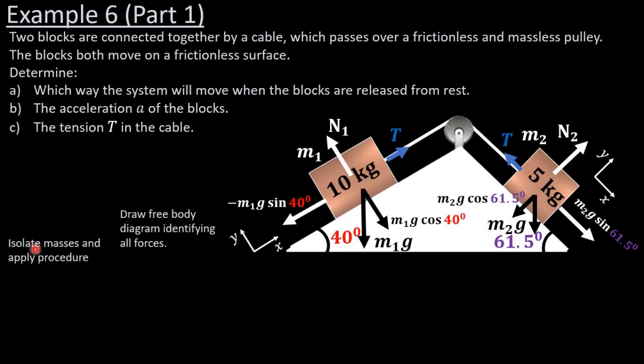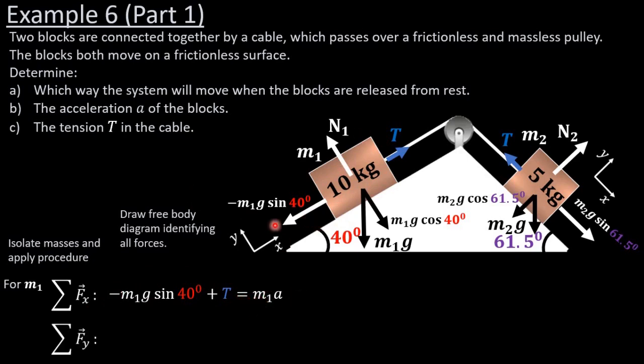So we're going to isolate our masses and apply our procedure. For mass 1, the sum of the forces in the x direction is going to be minus m1 times g times sine 40 degrees plus T equals m1 times a. So that is Newton's second law. This side is the net force in the x direction for mass 1, and I've equated that to ma, where m was just mass 1. The sum of the forces in the y direction is going to be minus m1 times g times cos 40 degrees plus N1. Remember the minus there is telling us that this force is acting downwards, and plus N1 because the normal force is acting in the positive y direction.